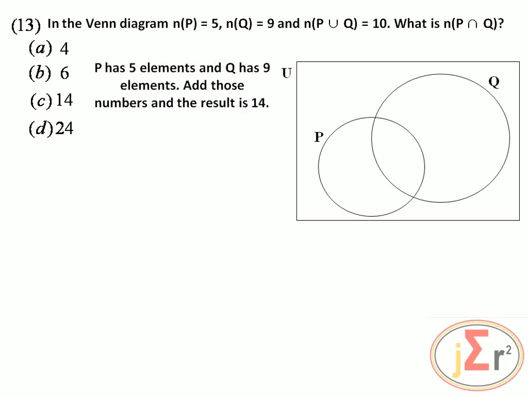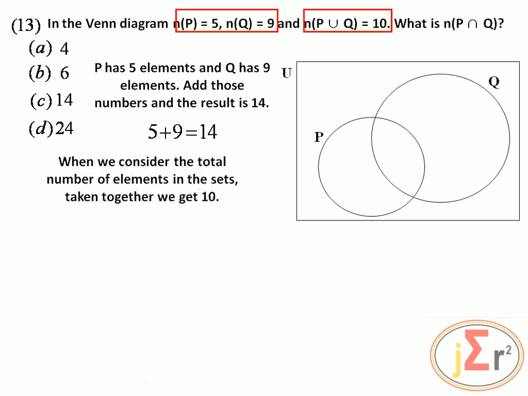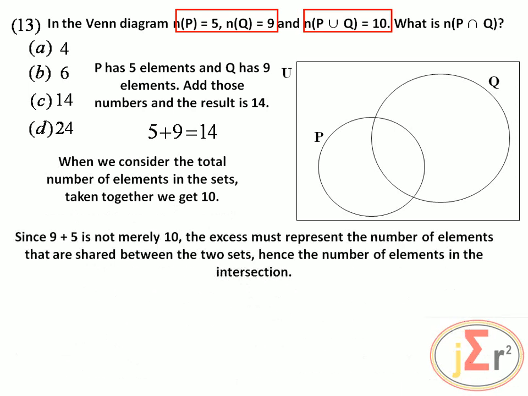P has 5 elements and Q has how many? 9. Add those numbers and the result is 14. But what do we know? That the number of elements in the union is 10. If we put all the elements together, we get 10. Since 9 plus 5 is not merely 10, the excess must represent the number of elements that are shared between the two sets, hence the number of elements in the intersection.